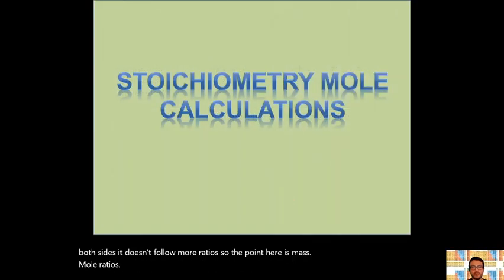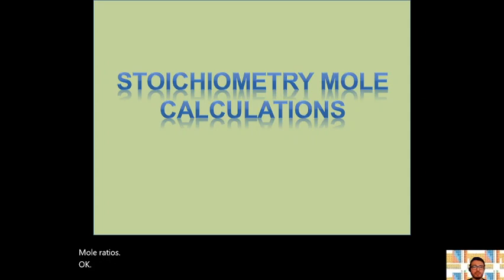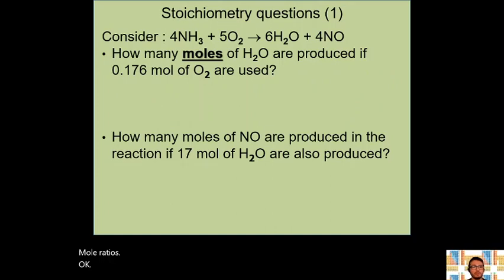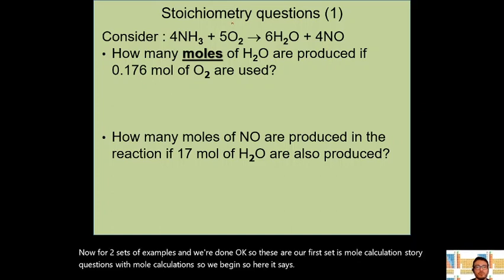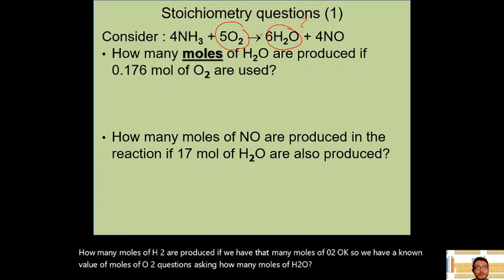Now for 2 sets of examples and we're done. Our first set is mole calculations, stoichiometry questions with mole calculations. So we begin. Here it says, how many moles of H2O are produced if we have that many moles of O2? So we have a known value of moles of O2. The question's asking how many moles of H2O we get. And the ratio between the two of them is 5 to 6. Look, 5 to 6.